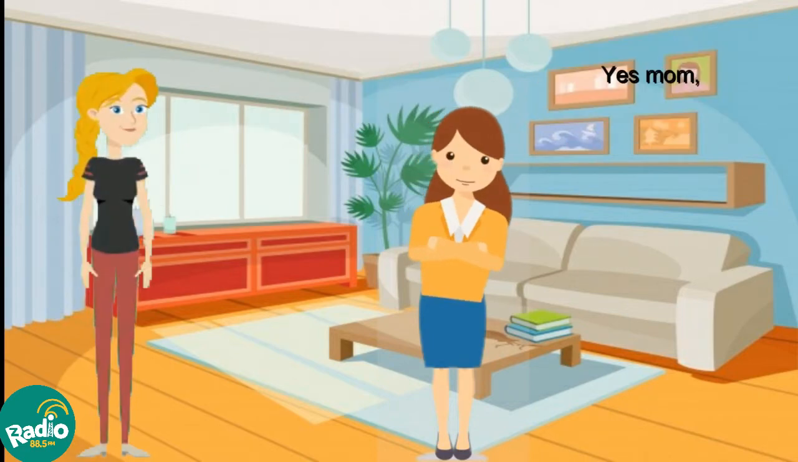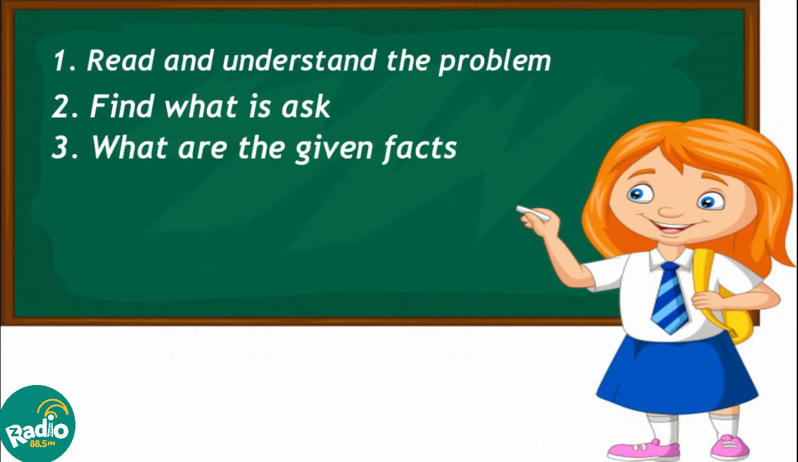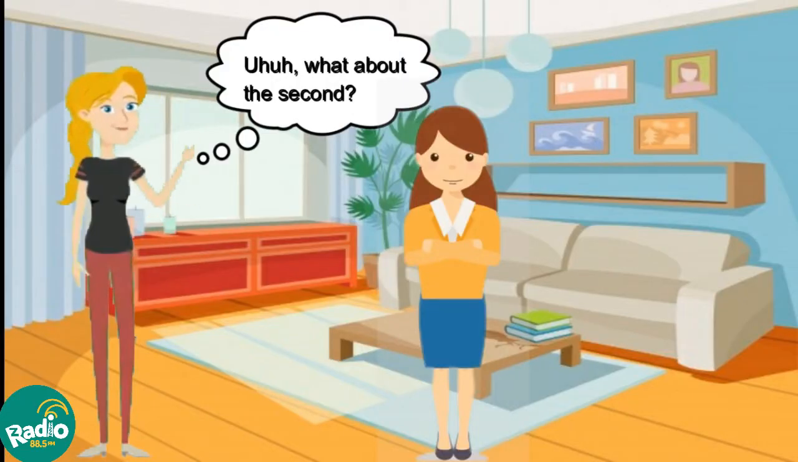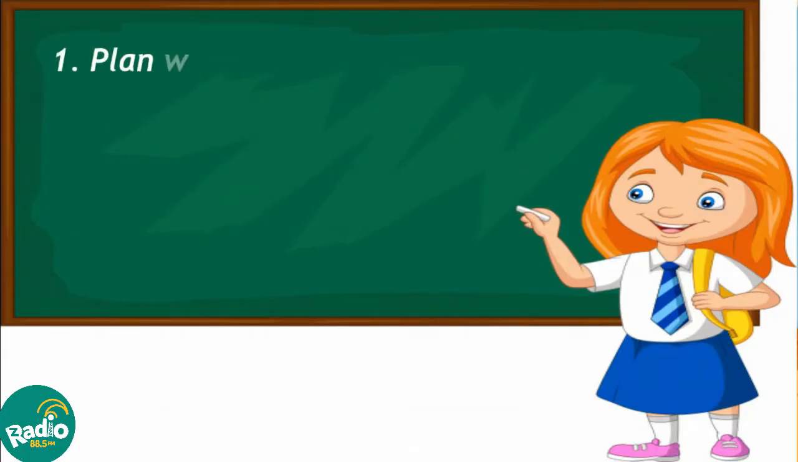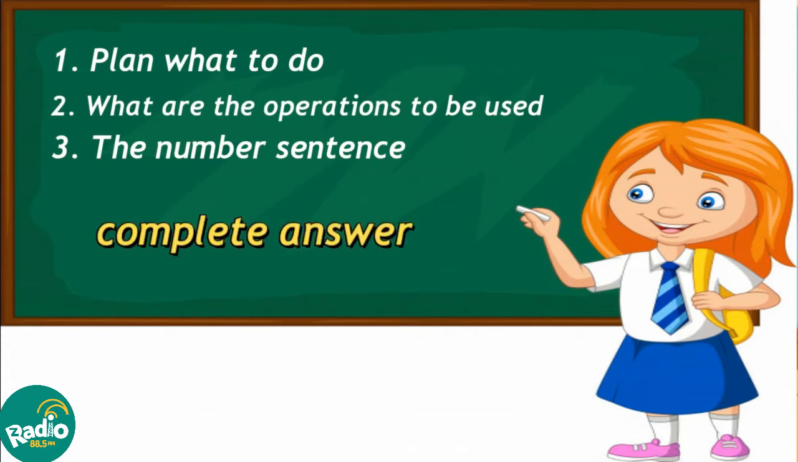Yes, Mom. First is to read and understand the problem. Find what is asked. What are the given facts and the hidden information? Aha! What about the second? Second is to plan what to do. What are the operations to be used and the number sentence. Then, we can find the complete answer.